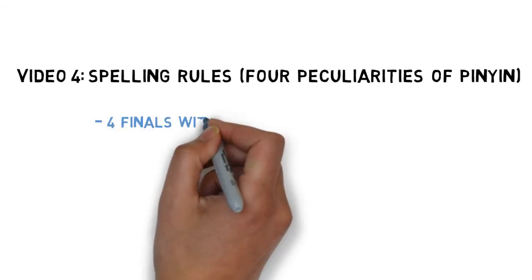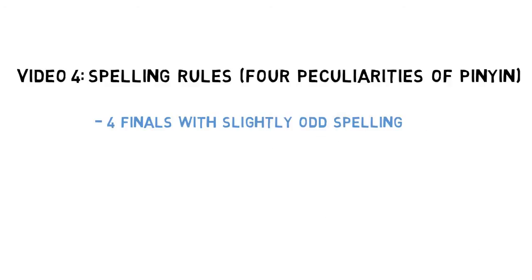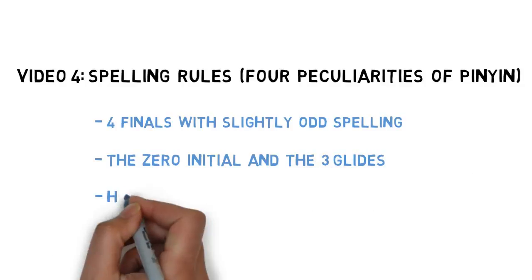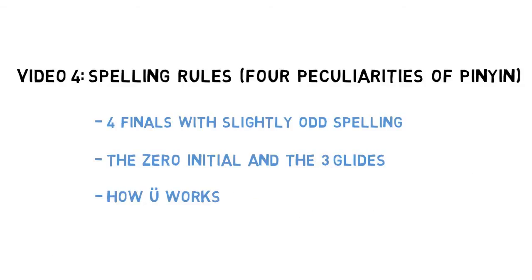We'll talk about 4 topics. First, we'll go through 4 finals that aren't quite spelled the way they're pronounced. Then we'll talk about how Pinyin works when there's no initial consonant. We'll go through the finals that start with the letter U, and then we'll talk about how the letter I behaves. So let's get started.